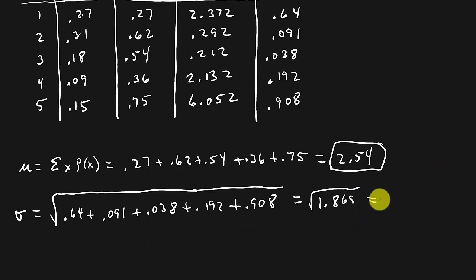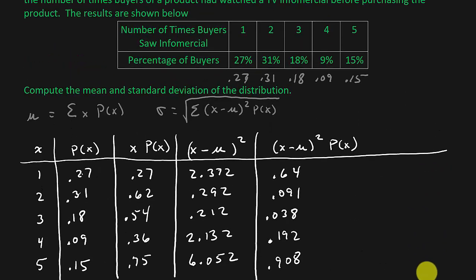So that's how you find the mean and standard deviation of a probability distribution. They give you the distribution, and then you have to find the mean and standard deviation. Hopefully that helped. So this is the last part here.